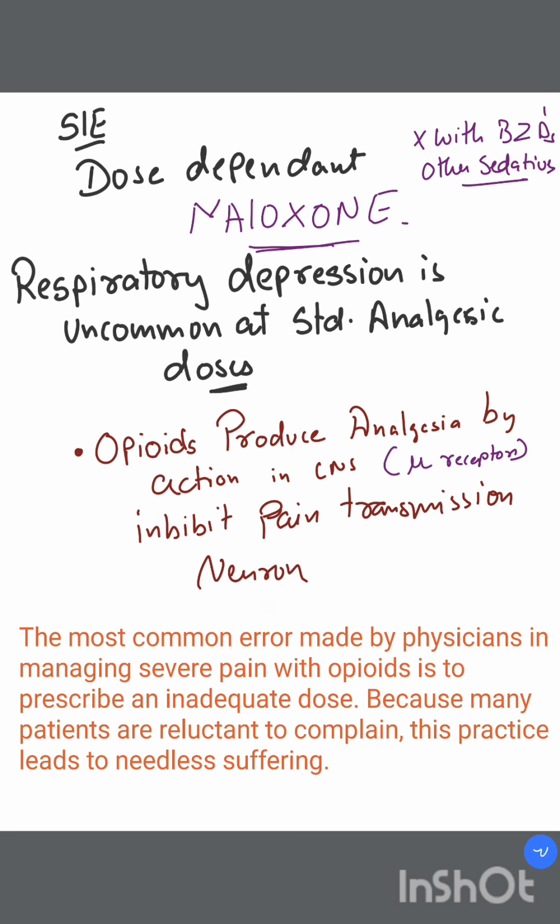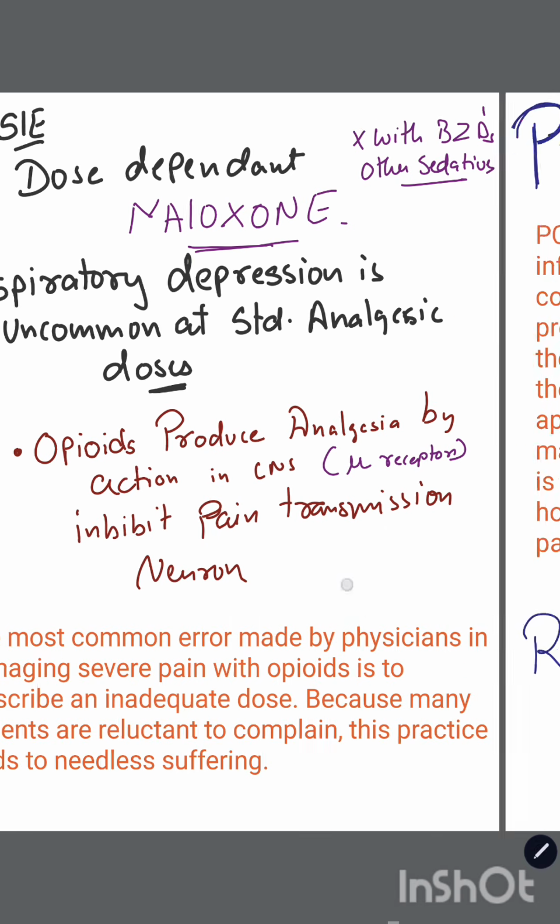So this is the statement I liked from Harrison: the most common error made by physicians in managing severe pain with opioids is to prescribe an inadequate dose. Because many patients are reluctant to complain, this practice leads to needless suffering. Because the patient might not always tell you that he is still having pain, it is our duty to prescribe opioids at adequate doses and to follow up the patient whether there is pain relief or not. If not, we can also increase the dose. We'll see in a few more slides.